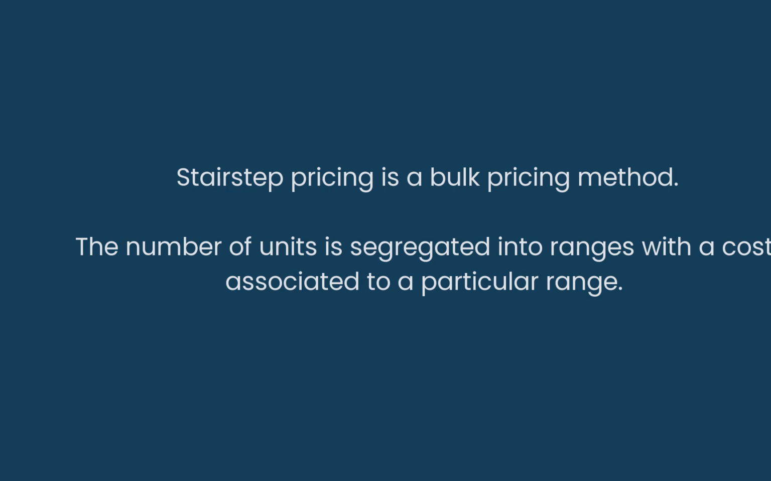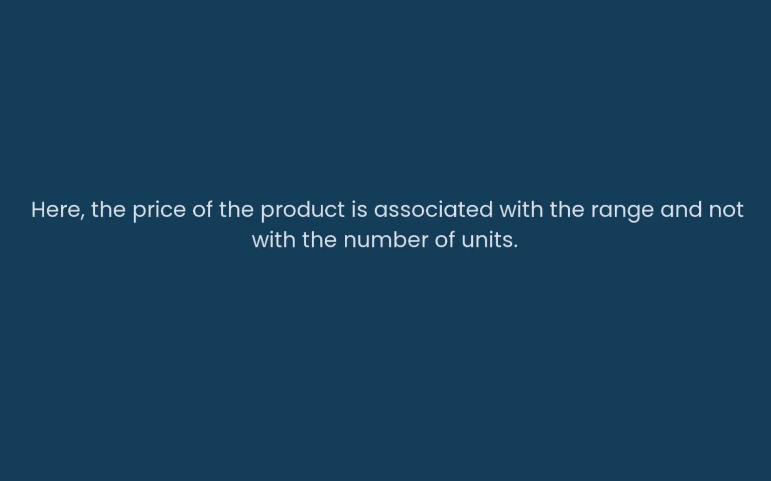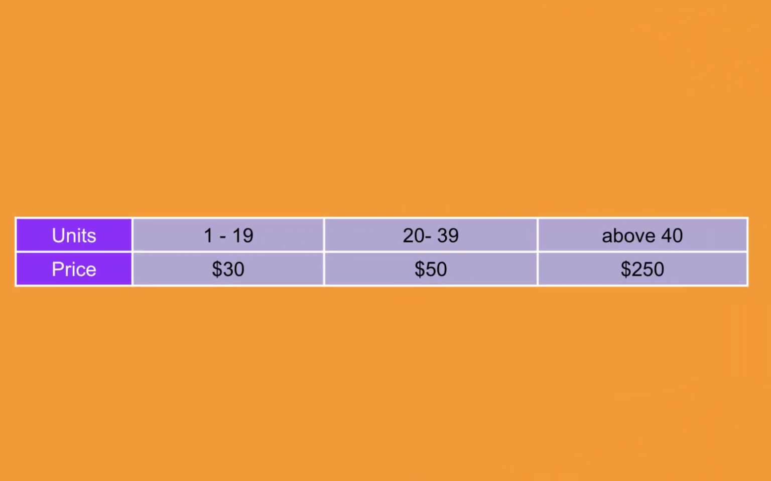The number of units is segregated into ranges with a cost associated to a particular range. Here, the price of the product is associated with the range and not with the number of units. Let us look into this example.